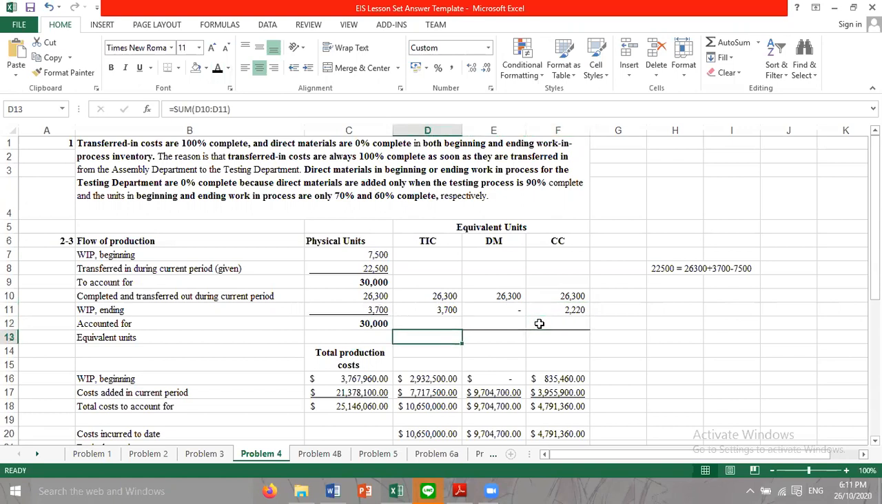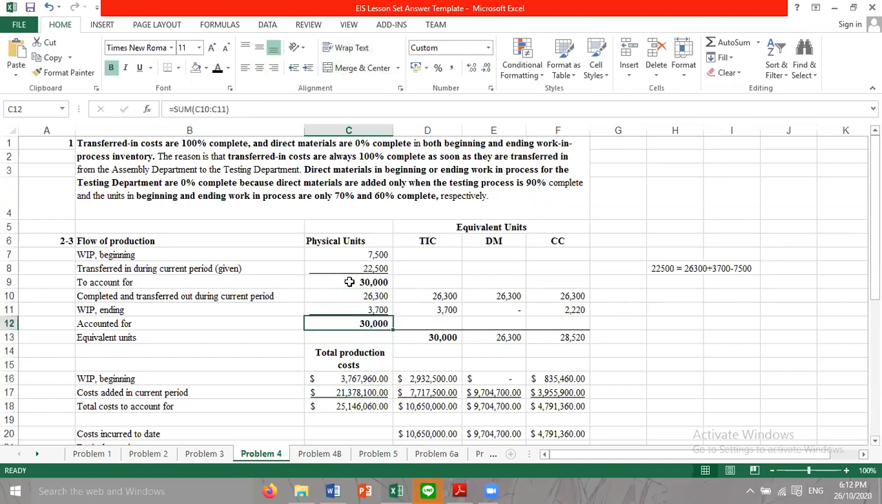And now we can sum them all up. We'll get 30,000 for transferred in cost, direct materials 26,300, and conversion cost 28,520. Another thing to remember is that the equivalent units in transferred in cost will always be equal to the units accounted for and the units to account for. If these are not equal, then you will probably have to recheck, as there's probably something incorrect. Okay, that's for the equivalent units.